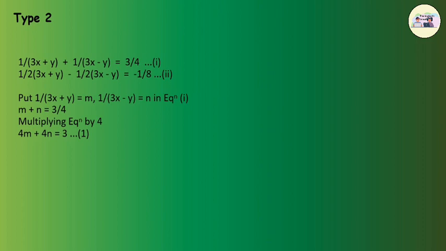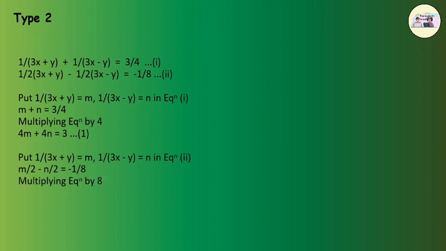Now consider the second equation, 1 upon 2 into 3x plus y minus 1 upon 2 into 3x minus y is equal to minus 1 upon 8. Therefore, we get 1 upon 2 into m minus 1 upon 2 into n is equal to minus 1 upon 8 by substituting m is equal to 1 upon 3x plus y and n is equal to 1 upon 3x minus y. Now, multiplying the equation by 8, we get 4m minus 4n is equal to minus 1, which is equation number 2. Solving equation 1 and equation 2, we get m is equal to 1 upon 4 and n is equal to 1 upon 2.